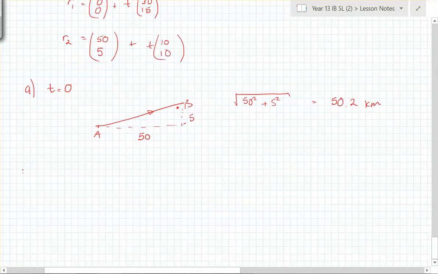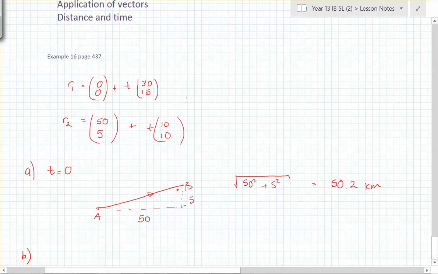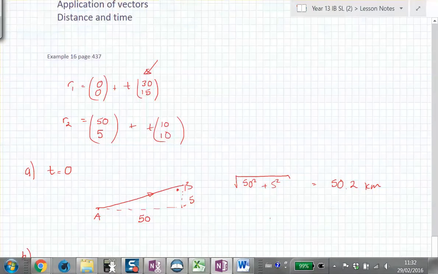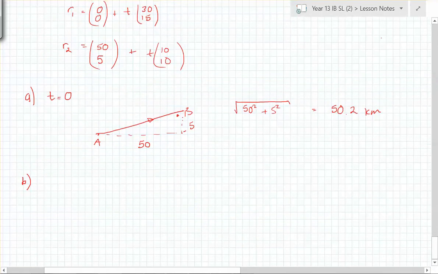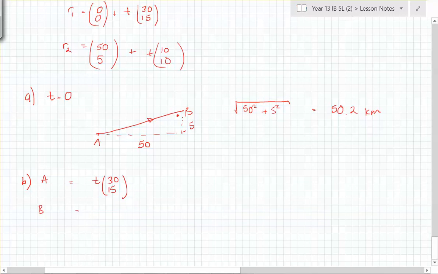Okay, next part then is how fast is each boat travelling? So, which part of the two equations deals with the travel? So the second part. So this bit here for both of them deals with how fast they're going. Now, for boat A, we've got t(30, 15), and for boat B, we have t(10, 10).